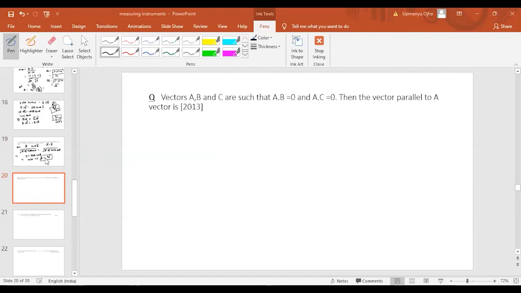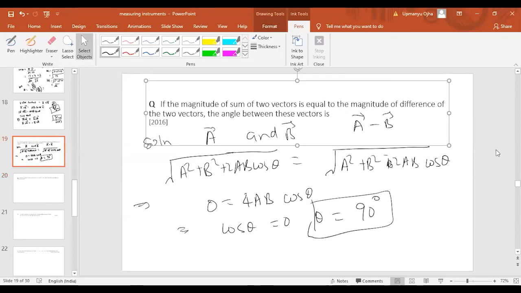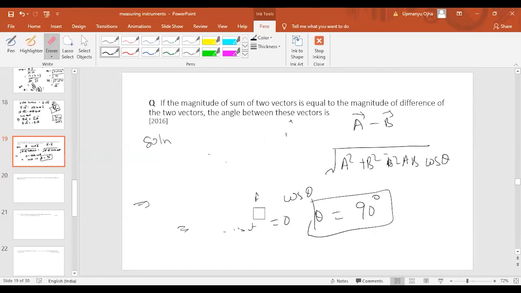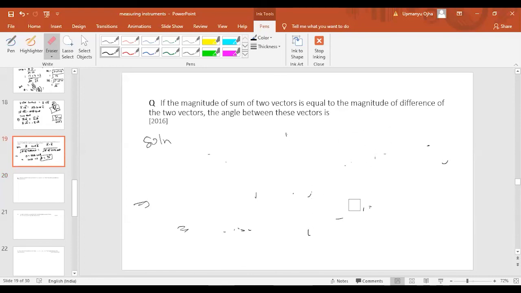Okay, in the previous problem, I'll explain again. The magnitude of the sum of two vectors A and B is equal to the magnitude of the difference of the two vectors. Now let us suppose we have two vectors, A vector and B vector. Then for A plus B vector, let us suppose the resultant is R.